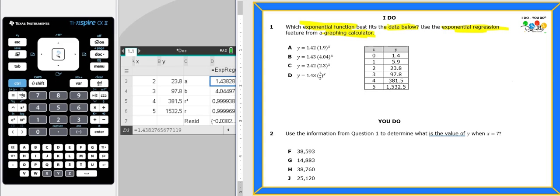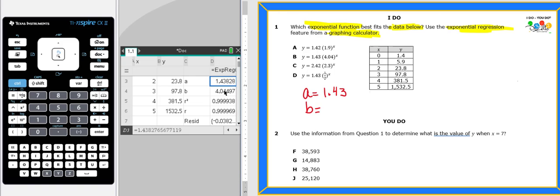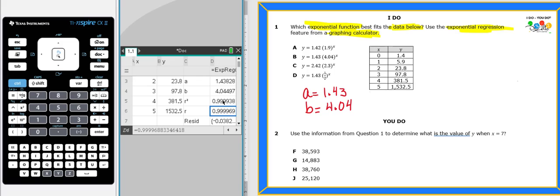So for example, I have A and I see B, right? So A says 1.43 and B says 4.04. Is that right? So if you look at my calculator right here, there is B and that's my 4.04. And there's A and right there, right? So I'm thinking, what do I do with those numbers, right?